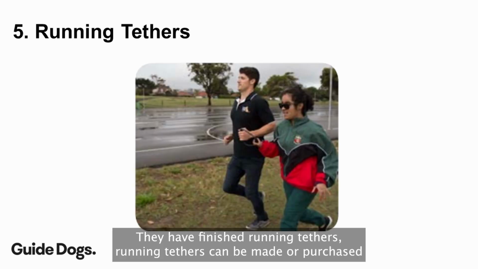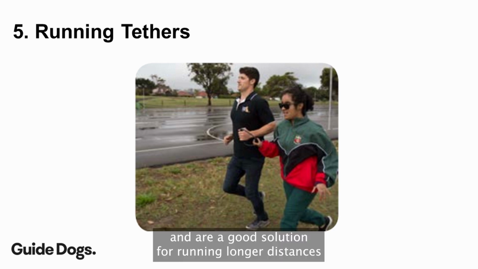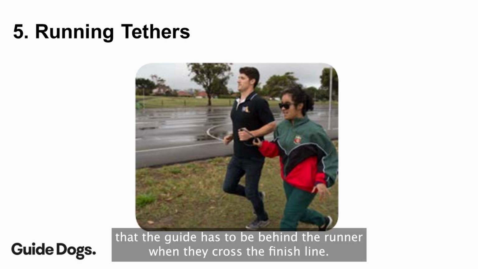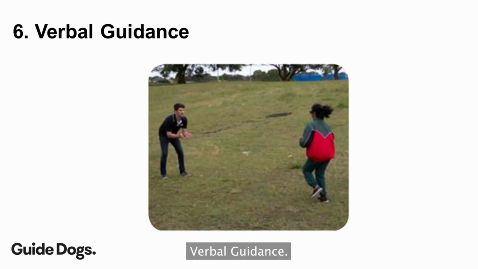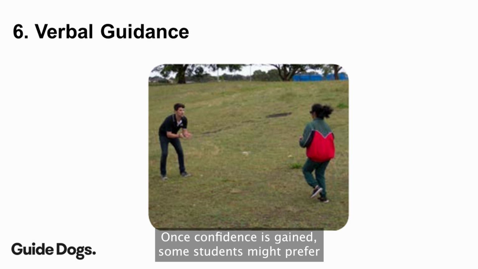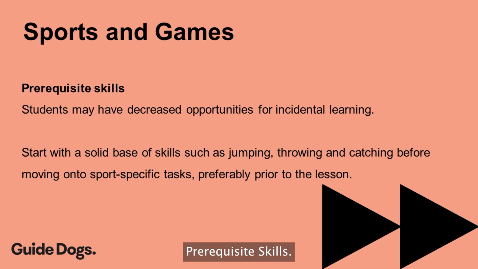Running tethers. Running tethers can be made or purchased and are a good solution for running longer distances with relative freedom and no physical contact. Please note that the guide has to be behind the runner when they cross the finish line. Verbal guidance. Once confidence is gained, some students might prefer to use a caller to provide verbal guidance.